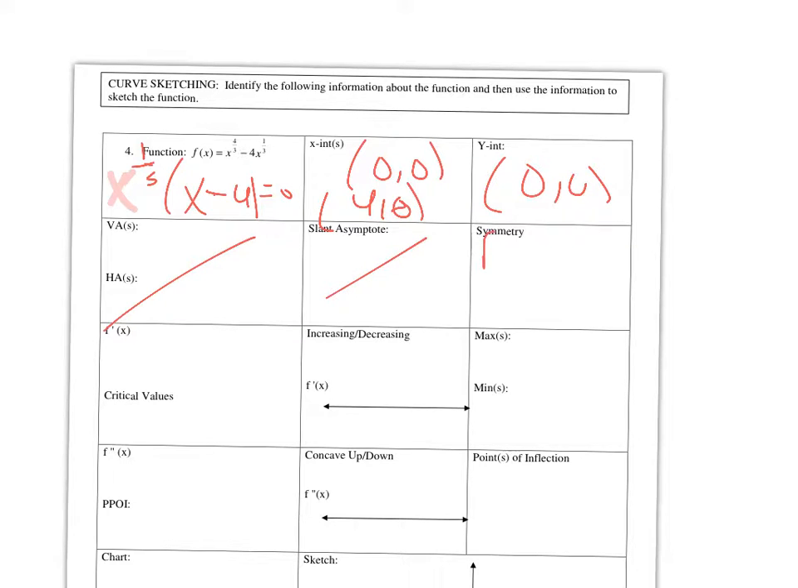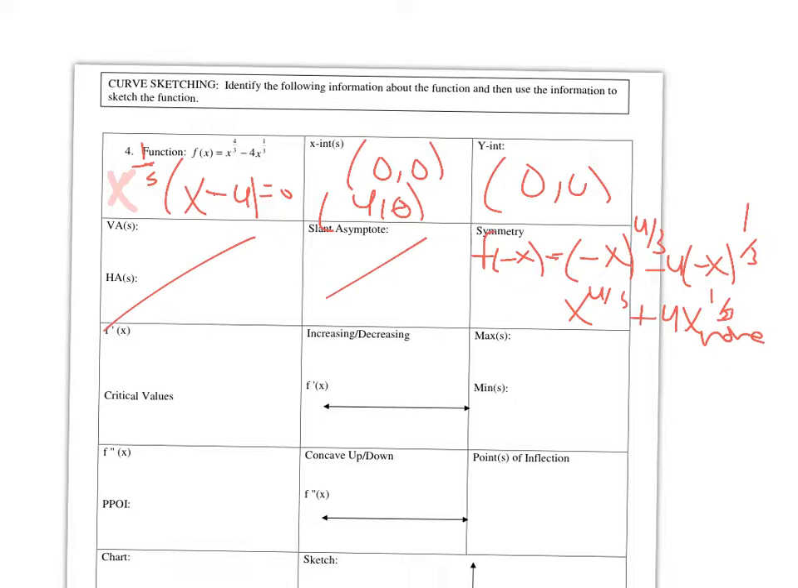Symmetry we did in class, but if you plug in negative x, and you simplify it, you actually end up with negative x to the 4/3 minus 4 times negative x to the 1/3. Simplify it and you get x to the 4/3 plus 4x to the 1/3. Okay, so there's actually no symmetry here.